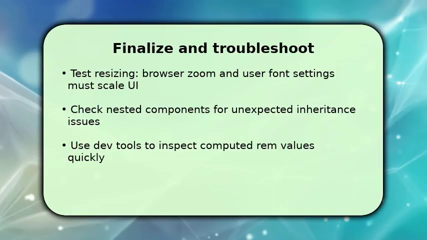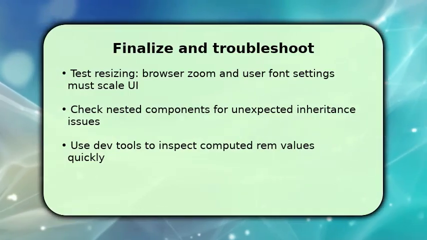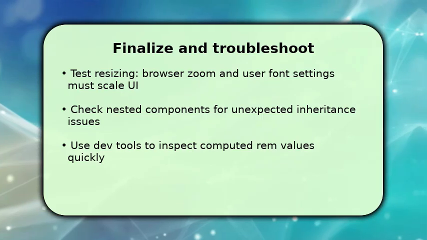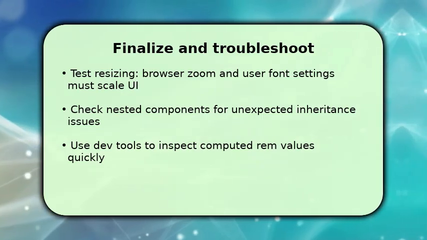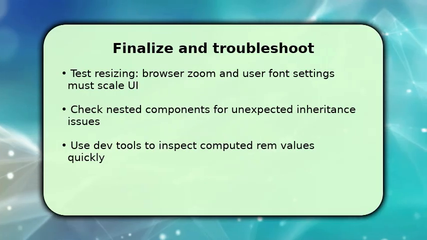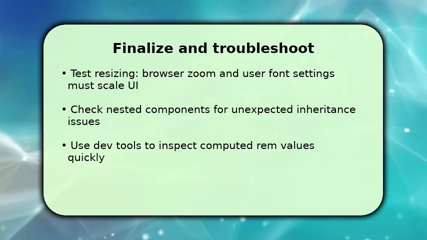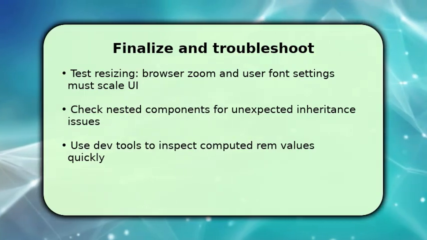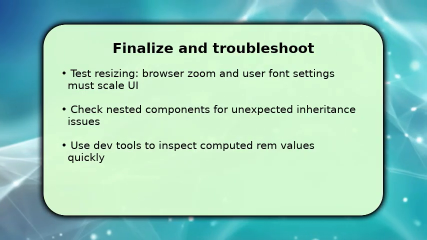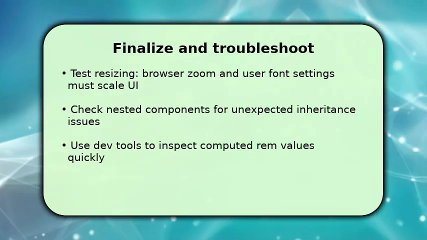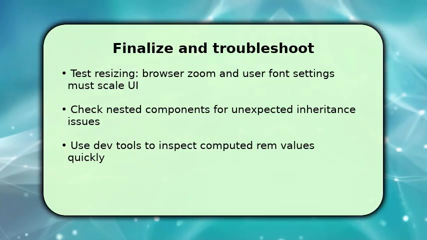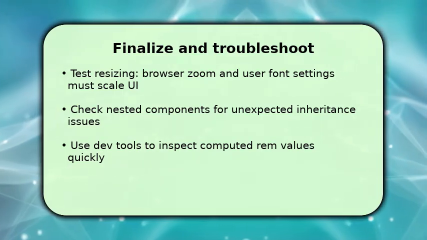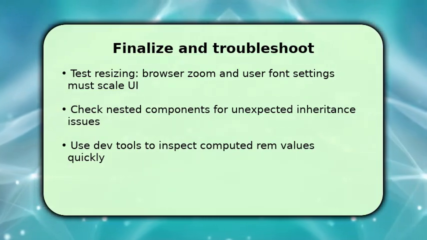You finish by testing and fixing edge cases. Check your site at different zoom levels and with larger default fonts to ensure everything scales as intended. If a component looks off, inspect computed styles to find inherited font size overrides. Often body or component-specific font size breaks rem expectations. Once you locate the override, remove or adjust it and retest. A single troubleshooting tip: if sizes jump, search for any element with an explicit pixel font size that interrupts rem inheritance and correct it.